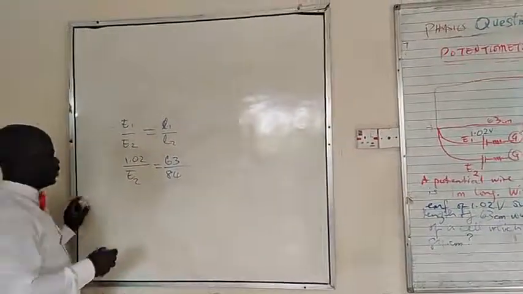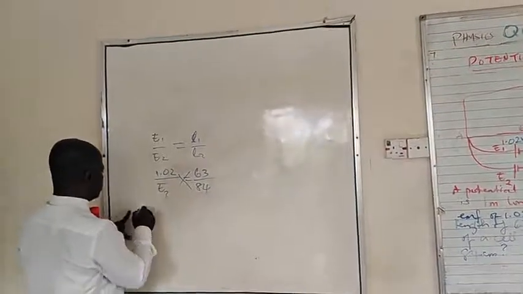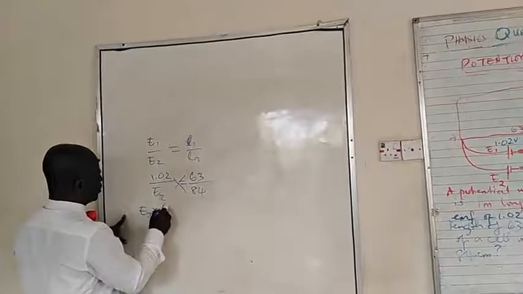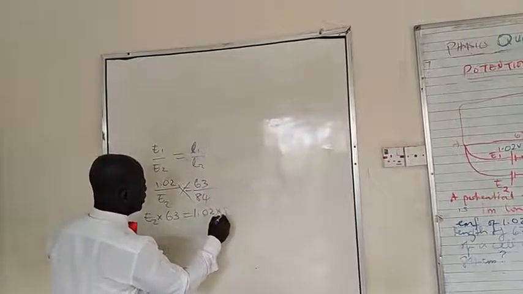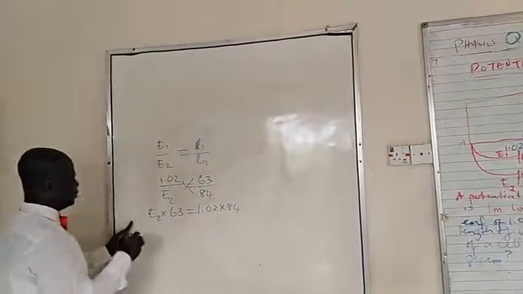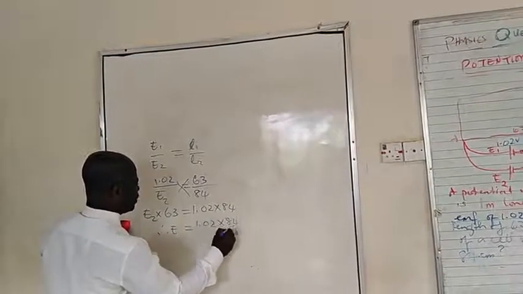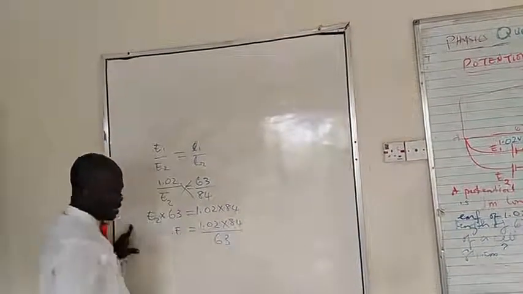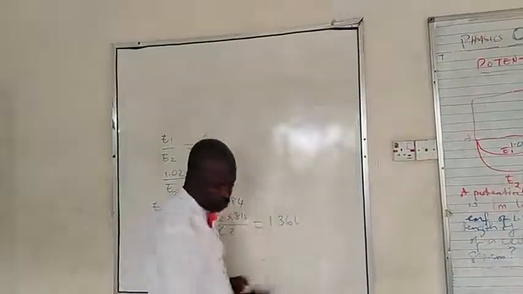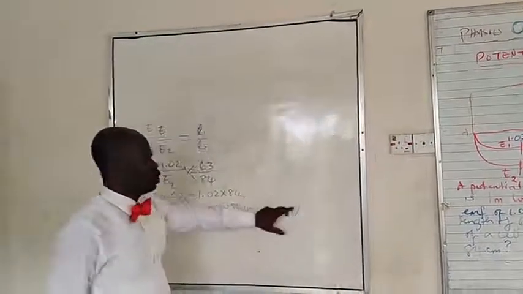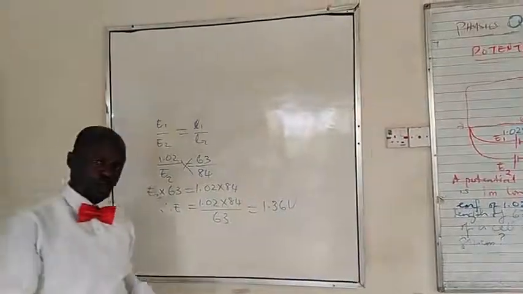Now you cross multiply so that you make E2 the subject of the formula. Once this is done, you have E2 into 63 is equal to 1.02 into 84. Now, the value of E2 could be found by saying 1.02 times 84 divided by 63. And if you punch that properly, you have 1.36 volts as the electromotive force of the unknown cell, which is E2. And this is the method used in finding the electromotive force of unknown cells.